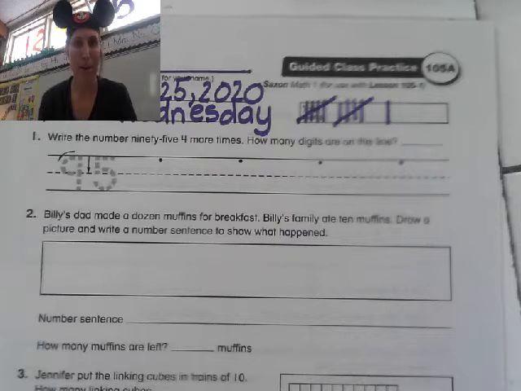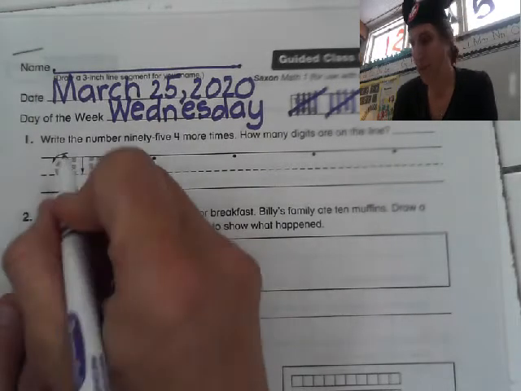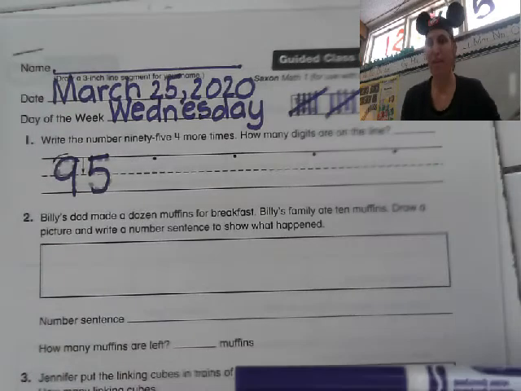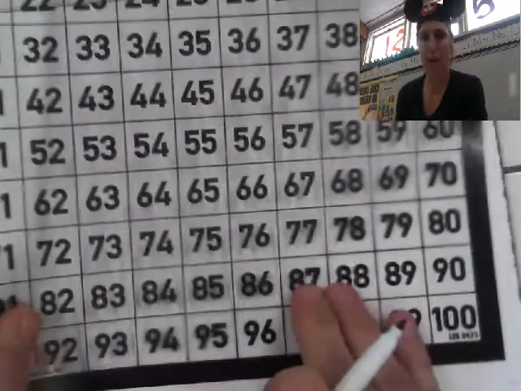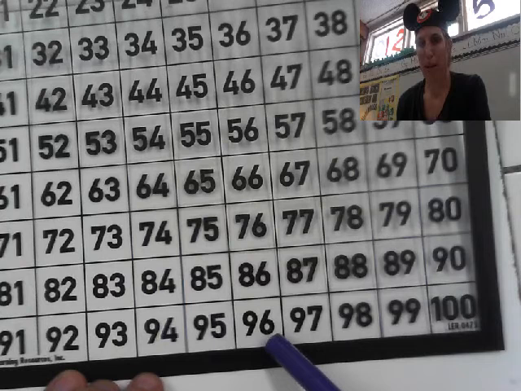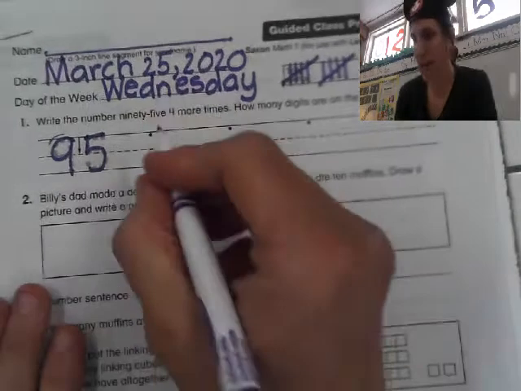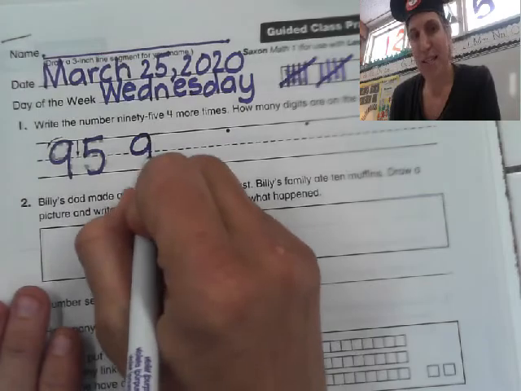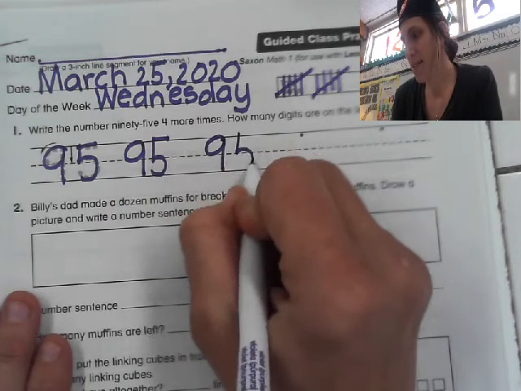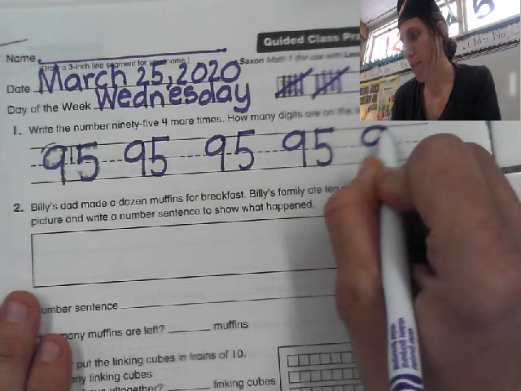All right, we have the number 95. We want to trace our number. We have 9 tens and 5 ones. When I'm thinking of the number line, I'm always thinking about the 100 chart and our numbers. Here's number 95. 94 is 1 less. 96 is 1 more. 9 tens and 5 ones is the number 95. Let's go ahead and write it 4 more times. 9 tens and 5 ones. 9 tens, 5 ones.